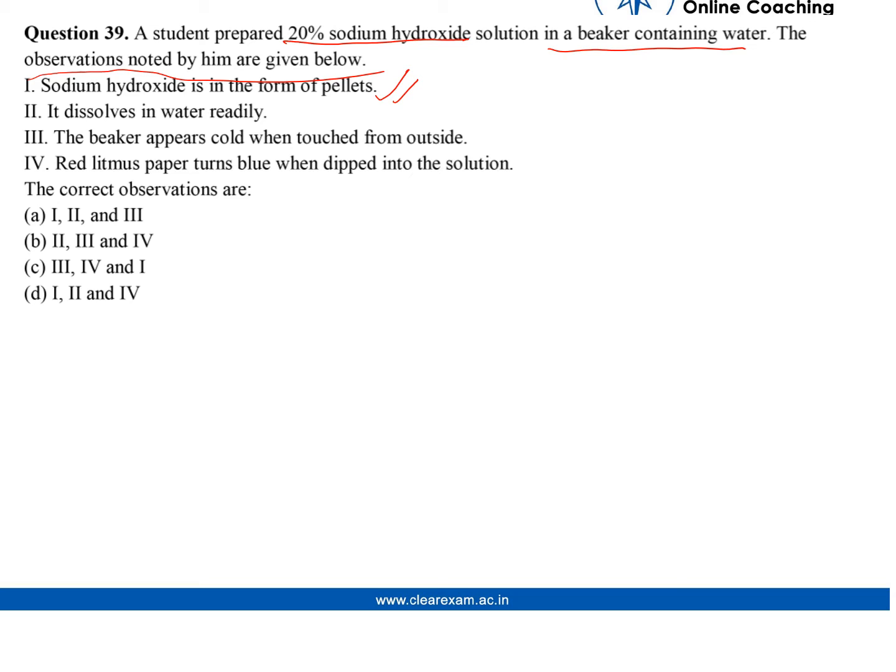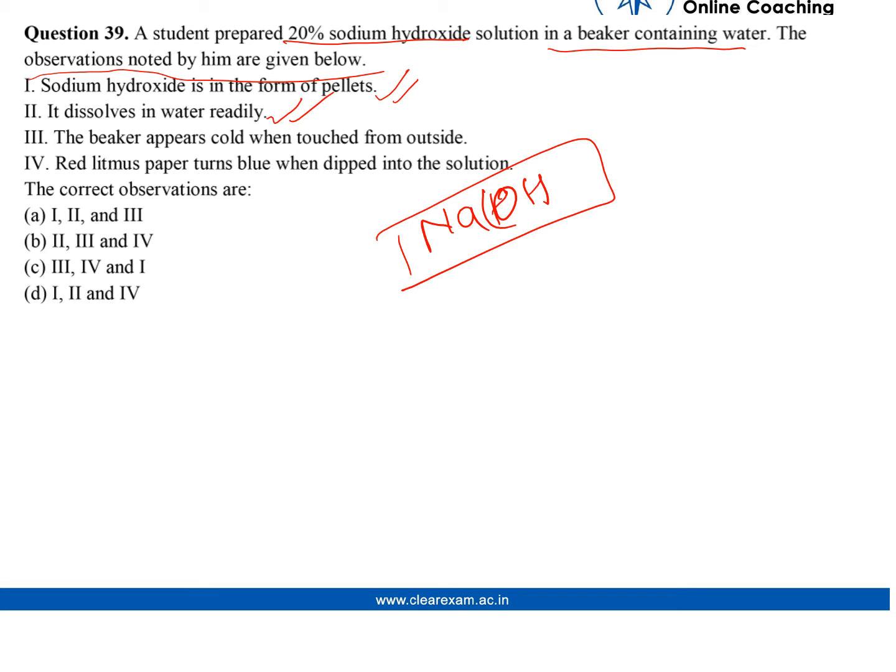This is a correct answer, as we know that when sodium hydroxide, NaOH, is dissolved in water, it will form pellets. So the first one is the right answer. Second one, it dissolves readily. This is also a correct answer, because sodium hydroxide is soluble in water and it mixes with water readily. So the second one is also the correct answer.